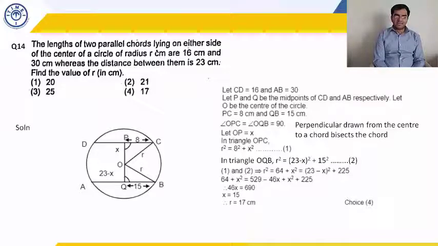And when x is equal to 15, simply put the value of x in equation number 1 or 2. And you get r square equal to 8 square plus 15 square. That is 64 plus 225. So r square is equal to 289, implies r is equal to 17.